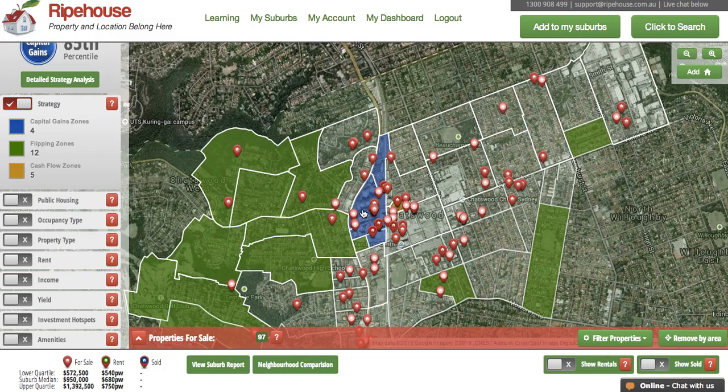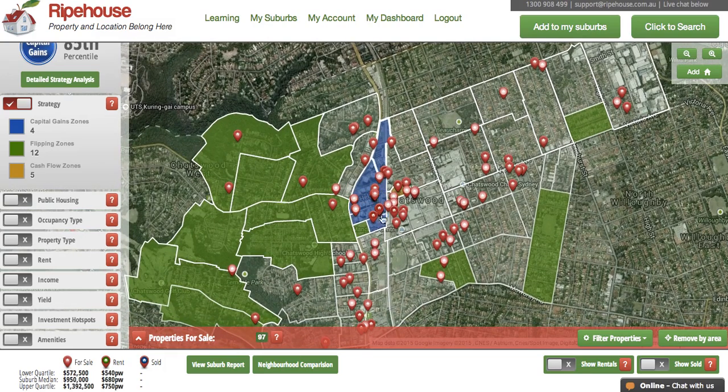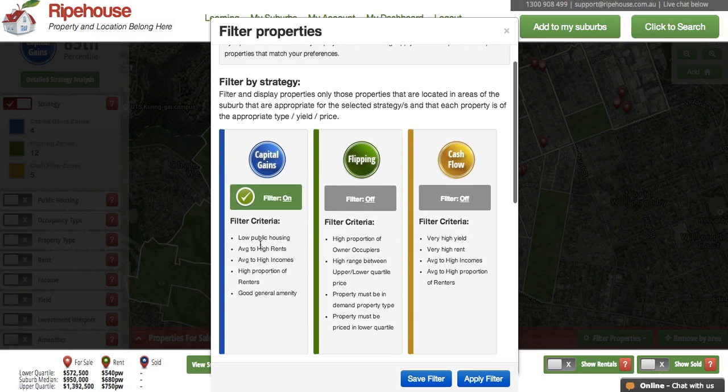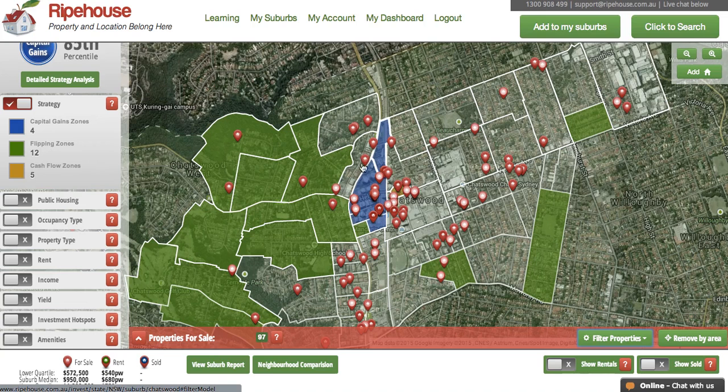If you wanted to filter properties based on their location in these capital growth areas, we can click on filter properties and we can click on the capital gains filter here. So it will only display properties that are located within this little sweet spot in the middle. That's all. I'm going to do a quick run through in separate videos for finding flipping areas and finding cash flow areas in a suburb.